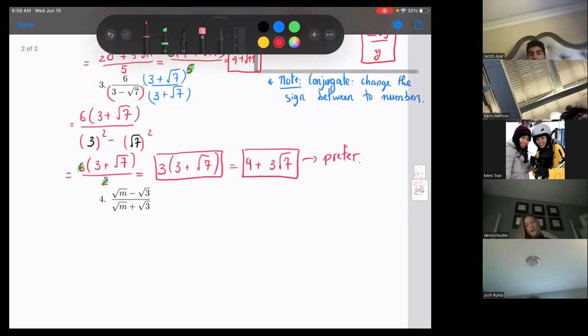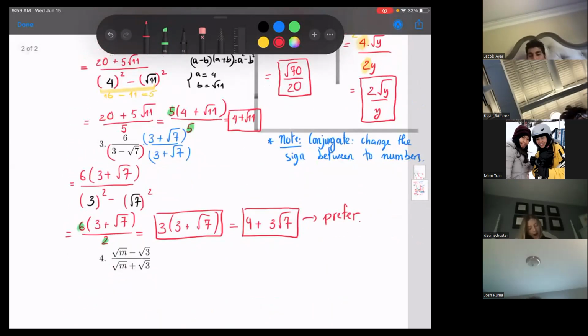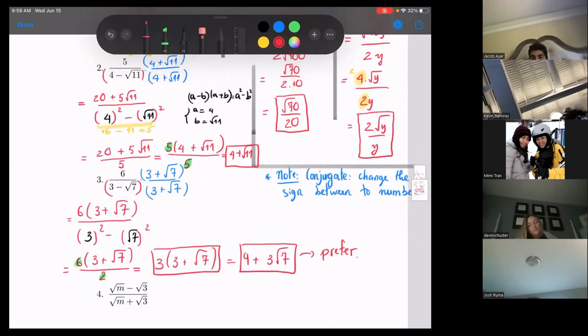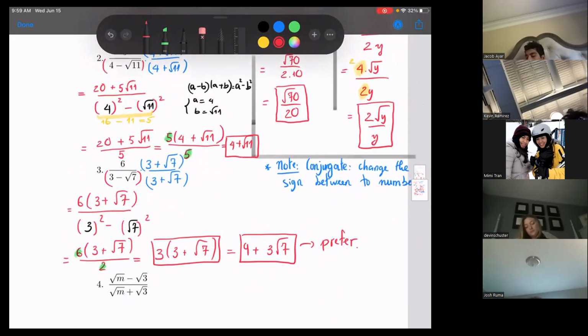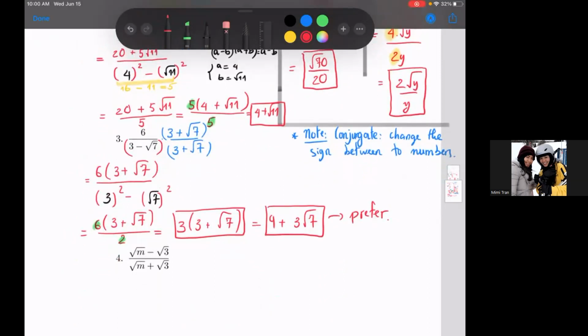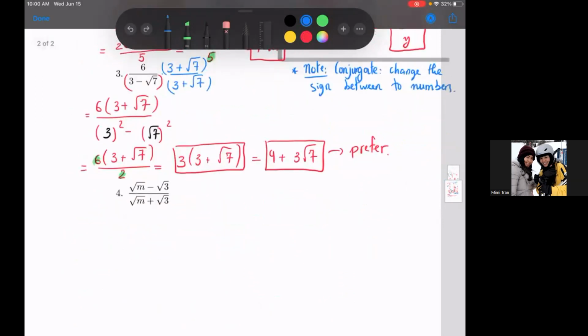All right, the last one. So what's the difference between number 2, number 3 versus number 4? What's the difference between 3 and 4? Yeah, they both have a fraction, with a radical on the top and the bottom. So that's the difference. But your way of doing things is the same. You multiply both top and bottom by the conjugate of the denominator.